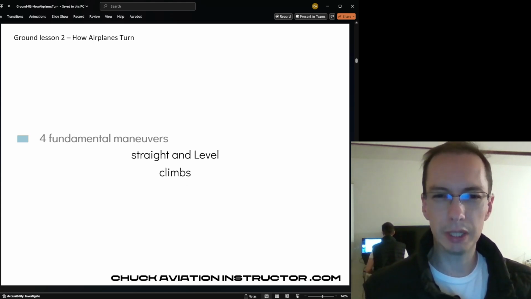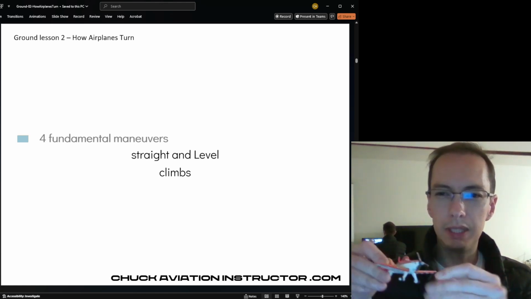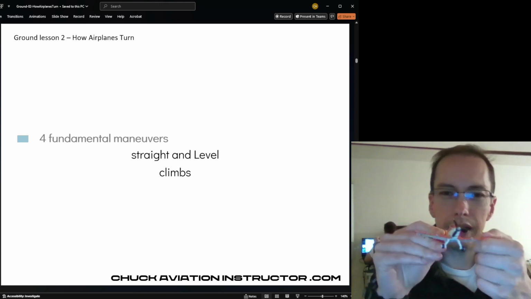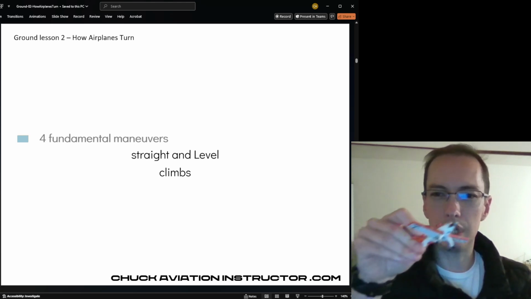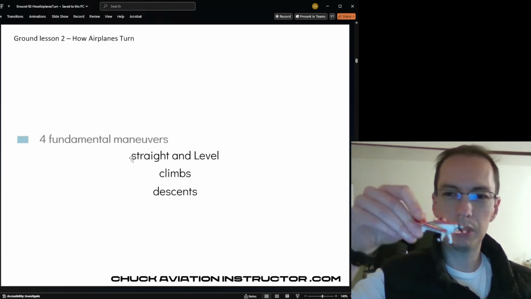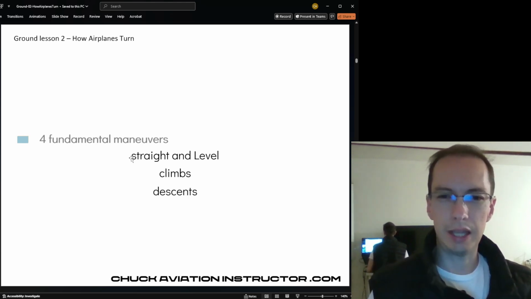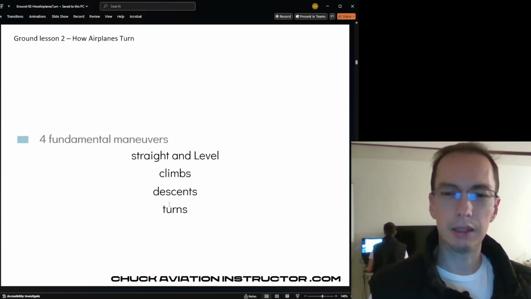Then the next fundamental maneuver is climbs. When rather than maintaining altitude, the airplane gains altitude, but it doesn't say anything about changing heading as well. So I'm going to assume it's a straight climb. Then the next one is descents. Same thing, it would be a straight descent when lift is less than weight and the heading stays the same. And then turns. But you see, turns can also be climbing turns, descending turns, level turns at the same altitude.